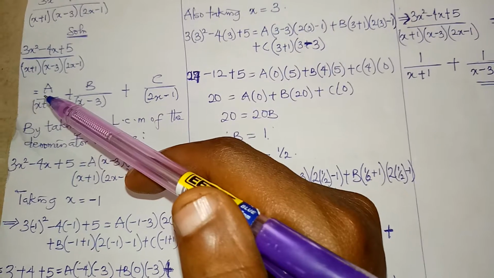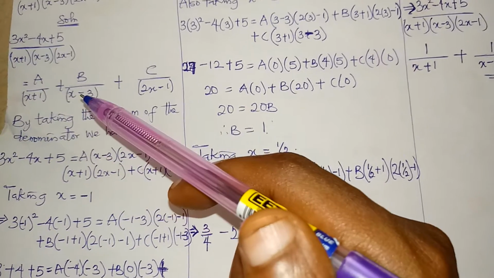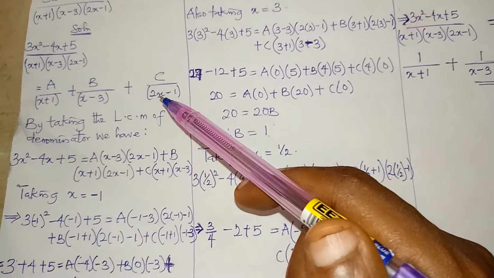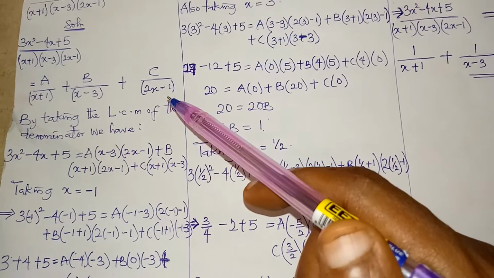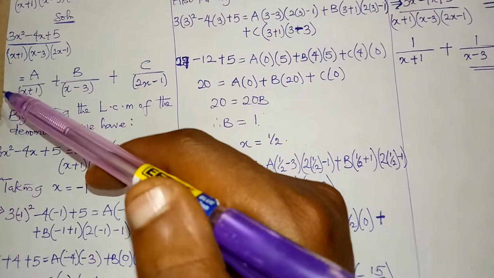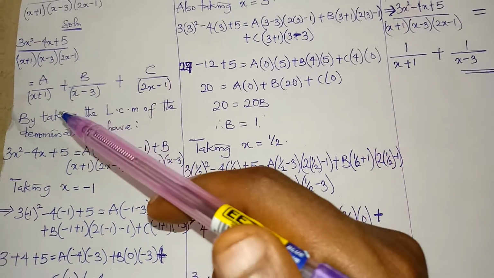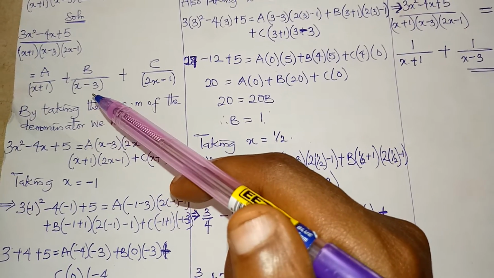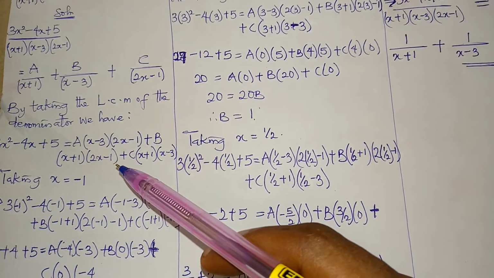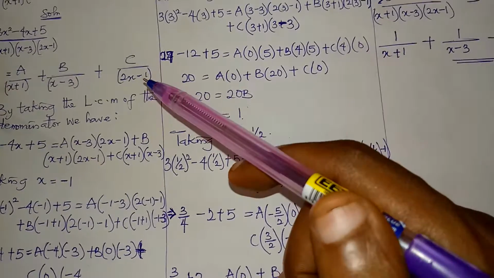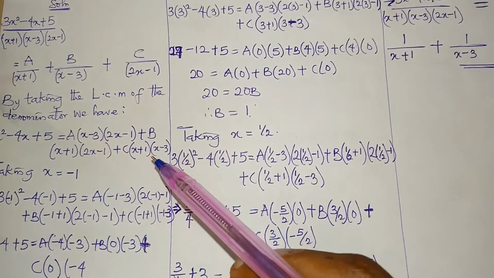I would go for A over x plus 1 first. If I divide the denominator (x plus 1)(x minus 3)(2x minus 1) by x plus 1, I will be left with (x minus 3)(2x minus 1). You multiply it by A, and you have A times (x minus 3)(2x minus 1). Then I'll go for B as well. Divide the denominator by x minus 3, and you'll be left with (x plus 1)(2x minus 1). Then you go for C as well. You divide the denominator by 2x minus 1, and you'll be left with (x plus 1)(x minus 3). And that's what we have here.